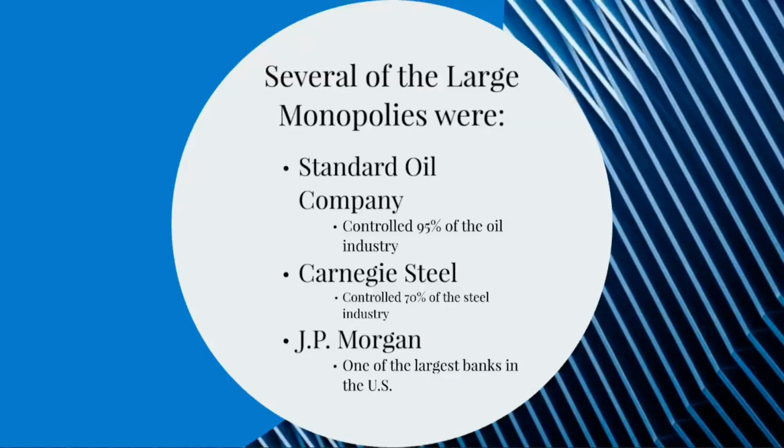The monopolies had huge amounts of power and could do almost anything as they pleased. Carnegie Steel controlled about 70% of the United States steel industry.